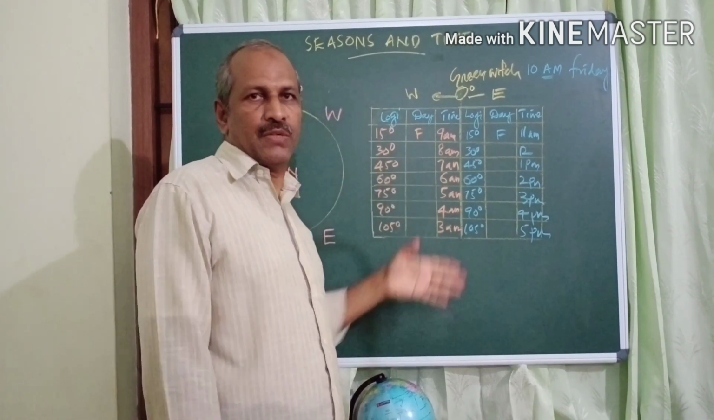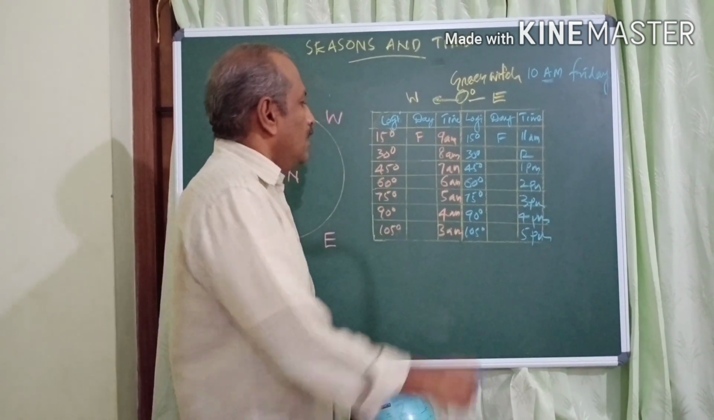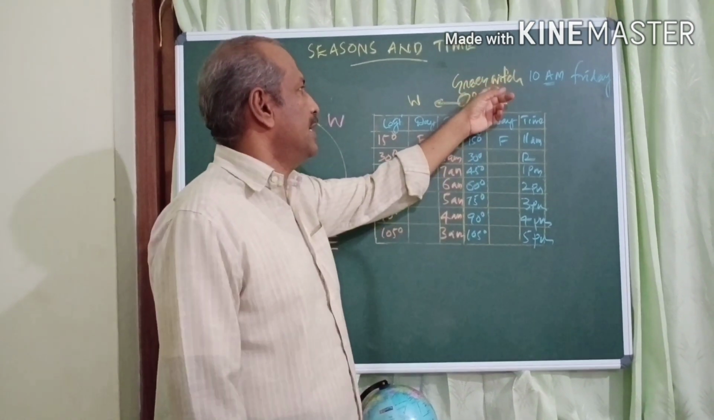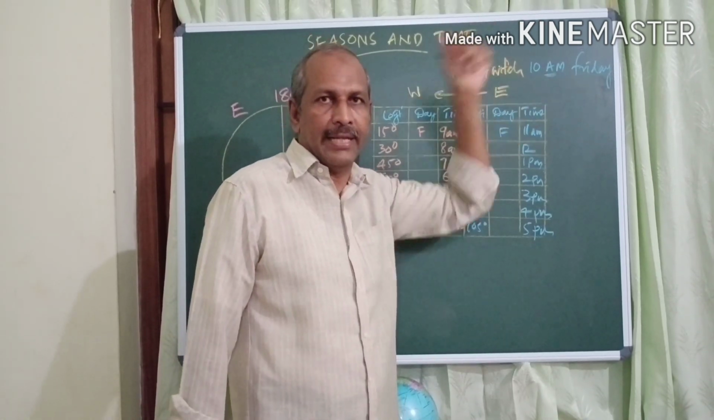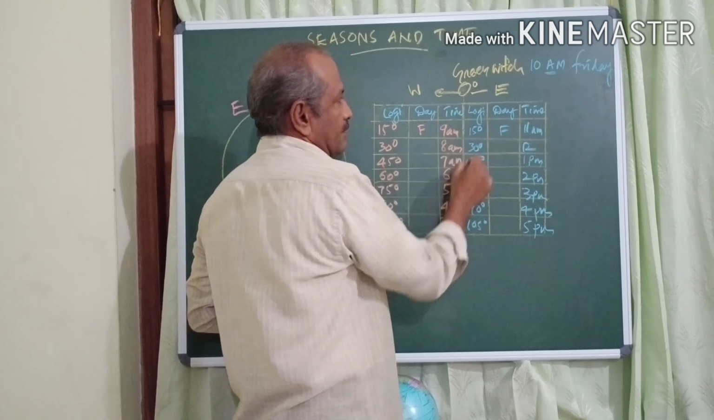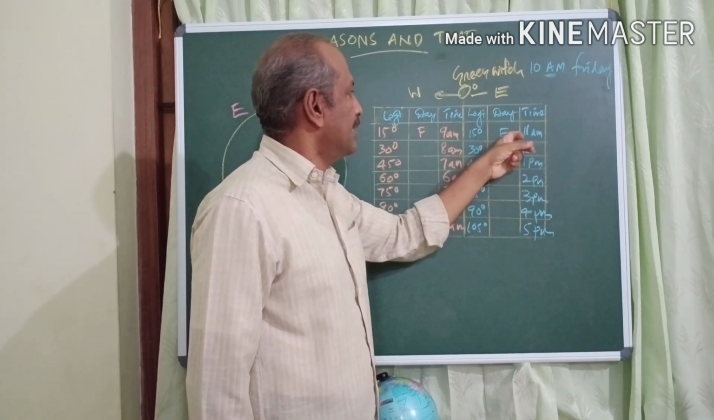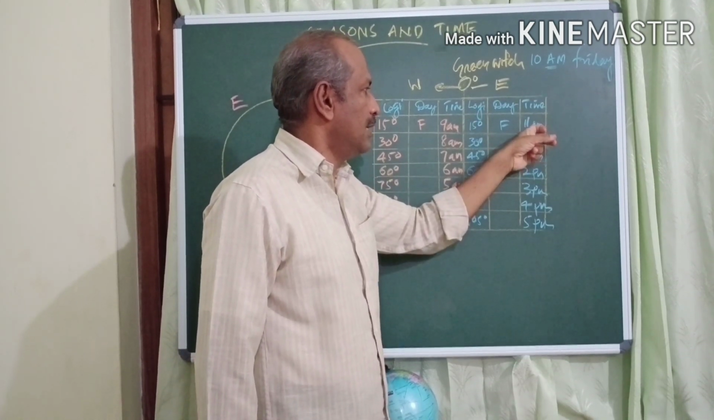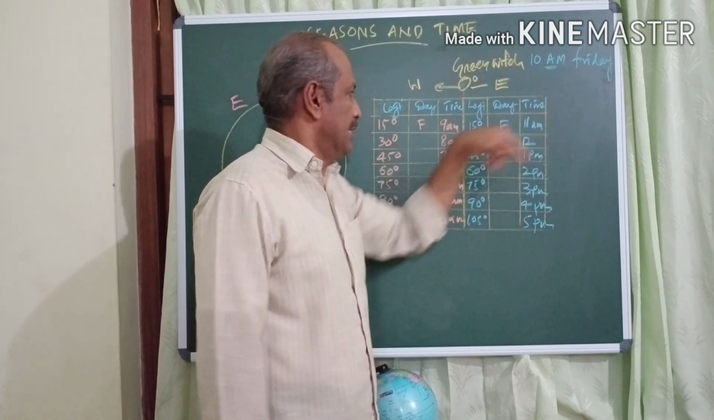Here is an illustration. With this illustration, this concept will be very clear to you. Look, here is 0 degree longitude, the Greenwich meridian. Suppose the time is 10 a.m. Friday. Then to its east, at 15 degrees east, the time is 11 a.m. That means time increases towards the east.